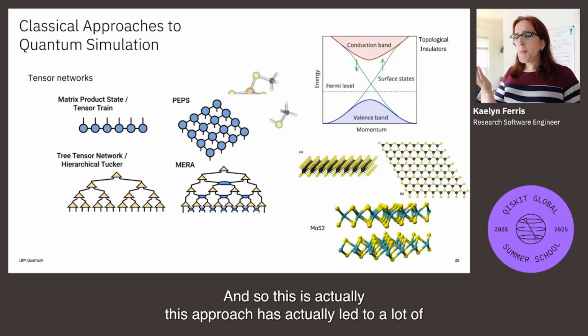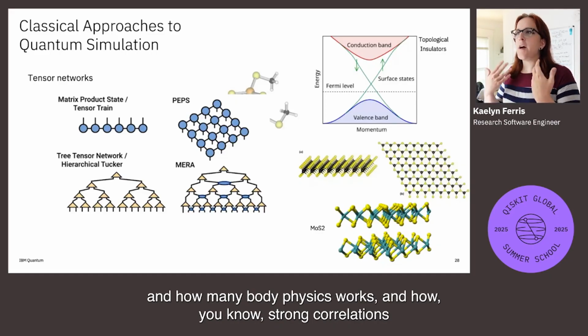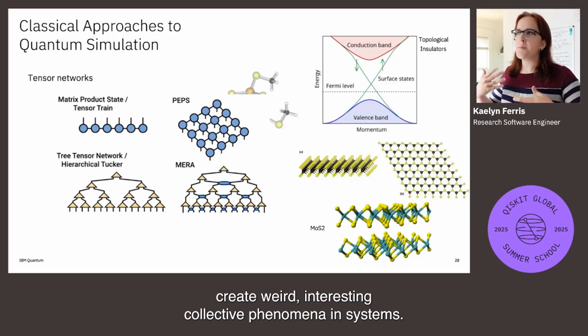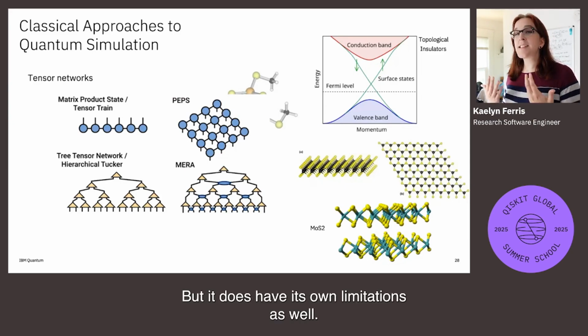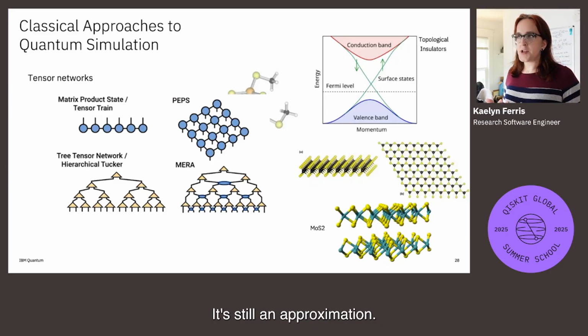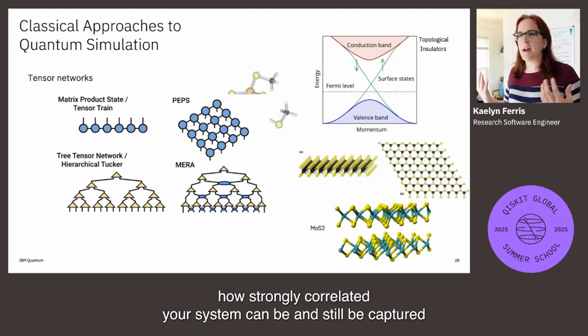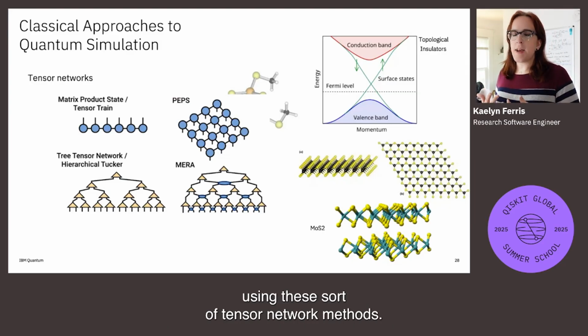And this approach has led to a lot of really interesting ideas about how quantum systems behave and how many-body physics works, and how strong correlations create weird, interesting collective phenomena in systems. But it does have its own limitations as well. It's still a classical approach. It's still an approximation. There are limits to how high an entanglement, how strongly correlated your system can be, and still be captured using tensor network methods.